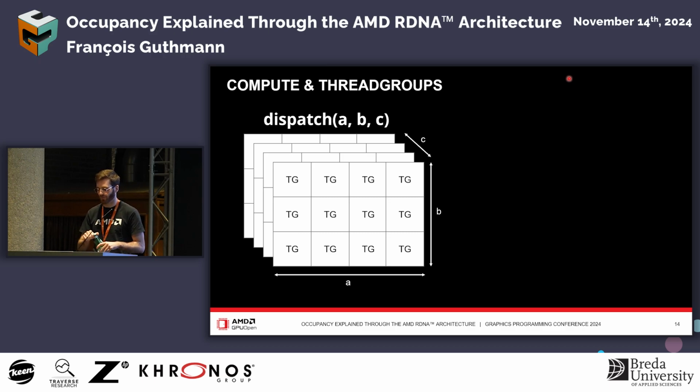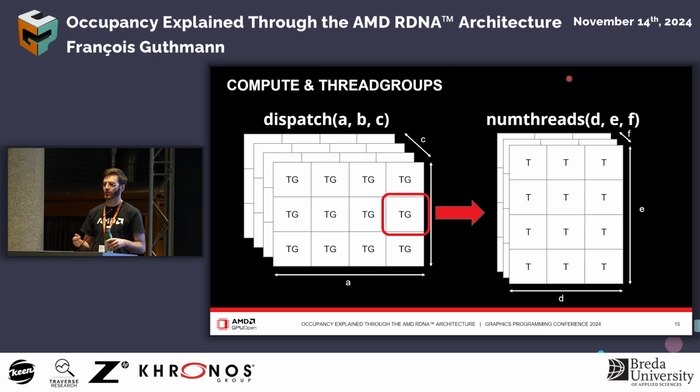Here I have represented them as slices, so a slice is A times B thread groups, and then there are C slices for a total of A times B times C thread groups. But a thread group is itself, shockingly, a group of threads, and usually you declare them in 3 dimensions as well, using a decoration like numthreads in HLSL, for instance, and so you have, again, D times E times F threads.